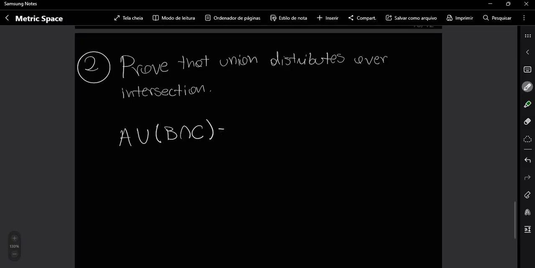So applying the distributive law, we know that the distributive property, we can rewrite this as A union B, intersected with the union between the sets A and C.